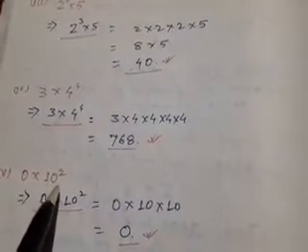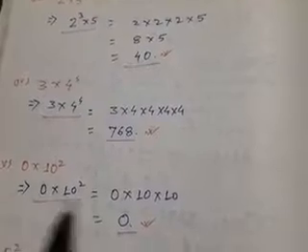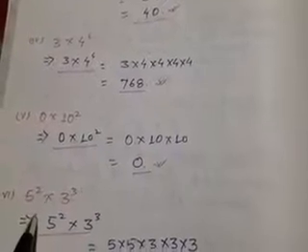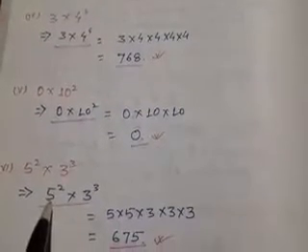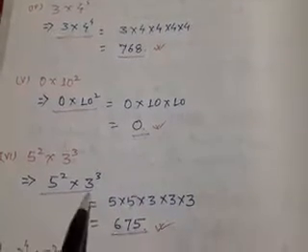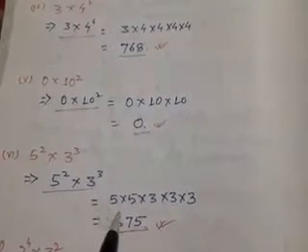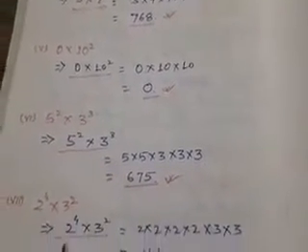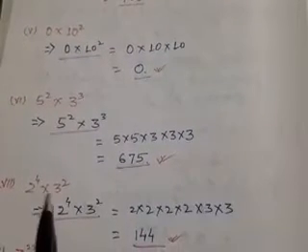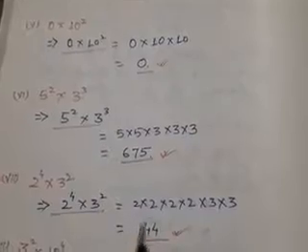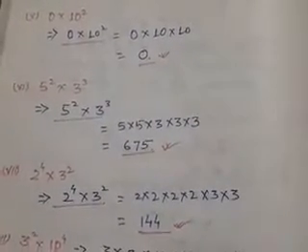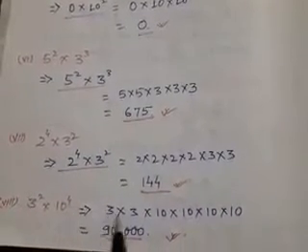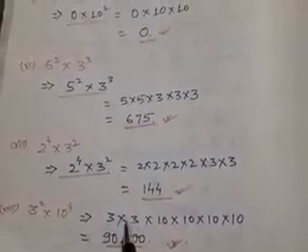Next is 0 multiply 10 square. When 0 is multiplied with any number, it becomes 0. So 0 multiply 10 multiply 10 equal to 0. Next is 5 square multiply 3 cube is equal to, we write 5 2 times and 3 3 times and find the product of these numbers. So 675 is the answer. Next is 2 to the power 4 multiply 3 square is equal to 144, and last one is 3 square multiply 10 to the power 4. When we solve it, we find 90,000 is the answer.